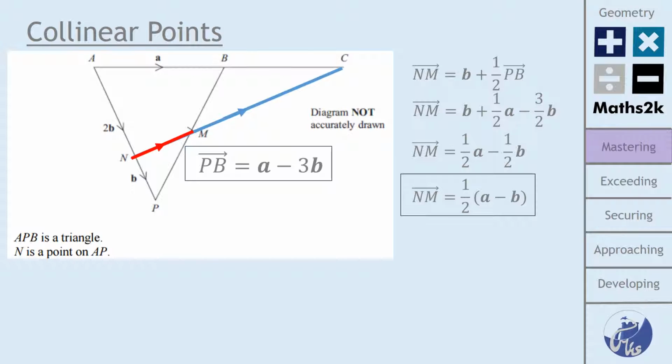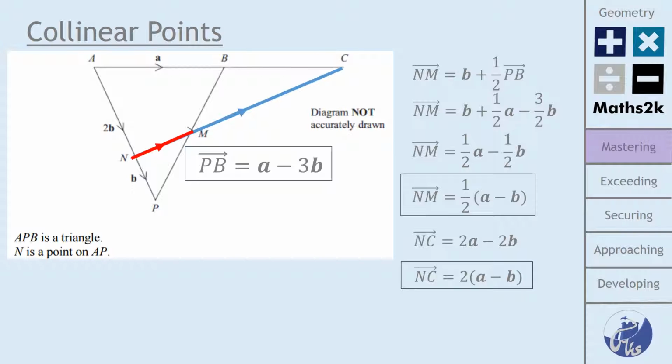Now we're going to focus on the vector NC, and in this case we're going to get 2a minus 2b. The minus 2b is going to come from going from point N to point A, which has gone against the vector 2b, so it will be a negative of it. And then because B was the midpoint of the line AC, it's going to be a plus another a again. If I factorize this, I'm going to get two lots of a minus b.